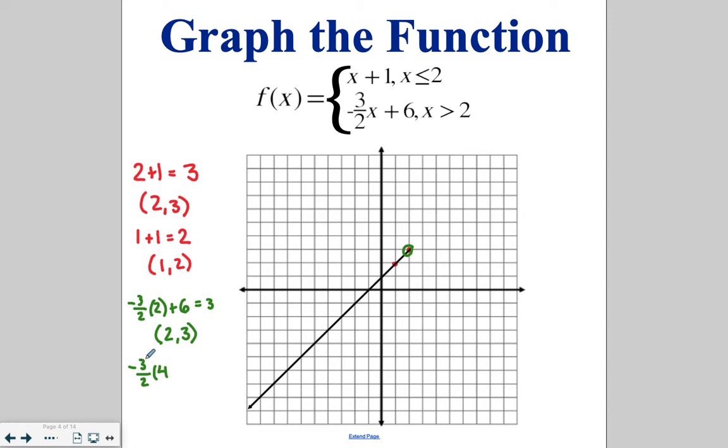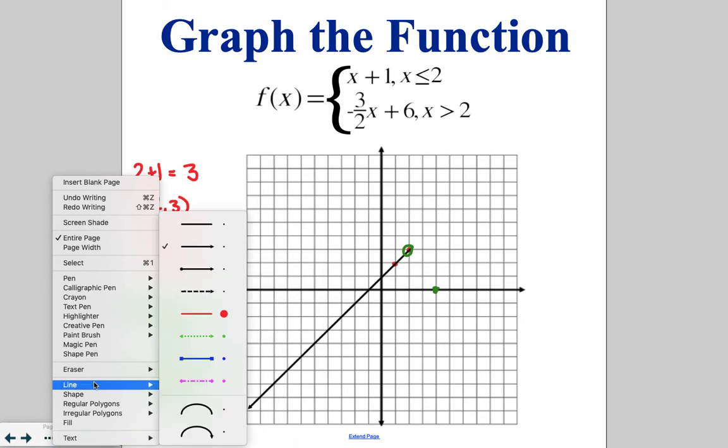And when I do negative 3 times 4, I get negative 12. Divided by 2 is negative 6. Plus 6 is equal to 0. So that means another point on my graph is going to be at 4, 0. So I can come over 1, 2, 3, 4, and 0.